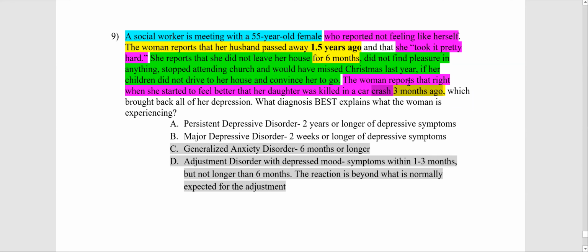And 3 months ago, it all reset. So within this, it's not longer than 6 months. So it's a little bit deeper than just adjustment disorder with depressed mood. So are we looking at persistent depressive disorder or major depressive disorder?